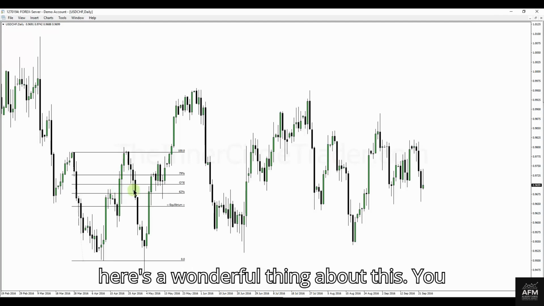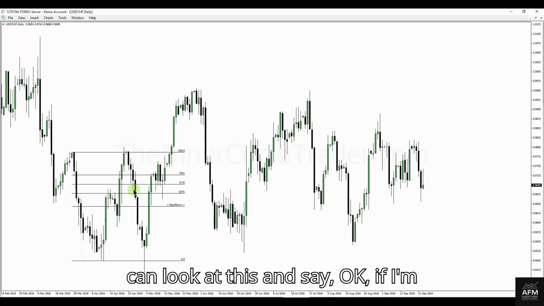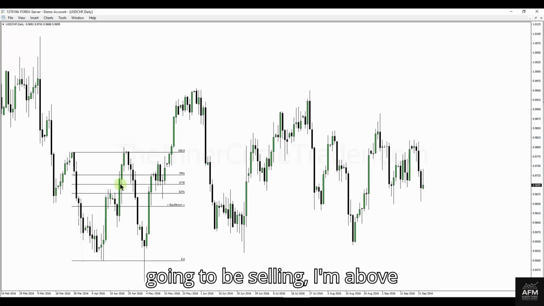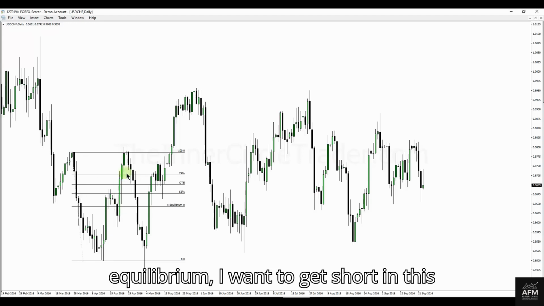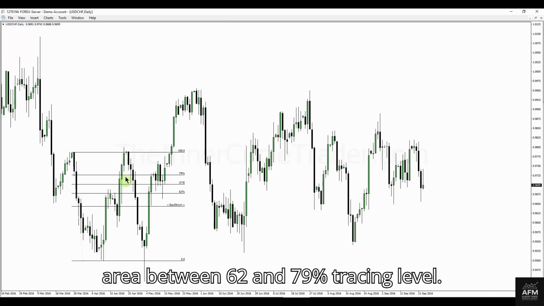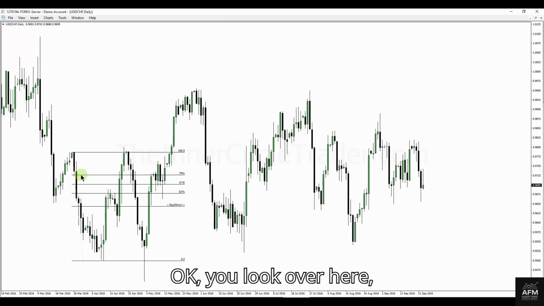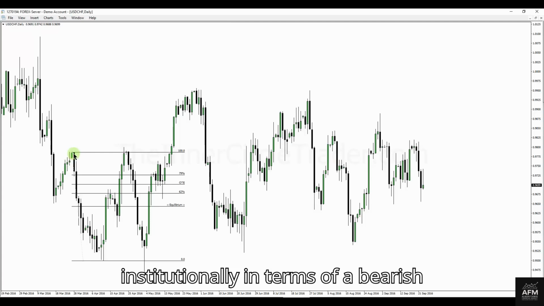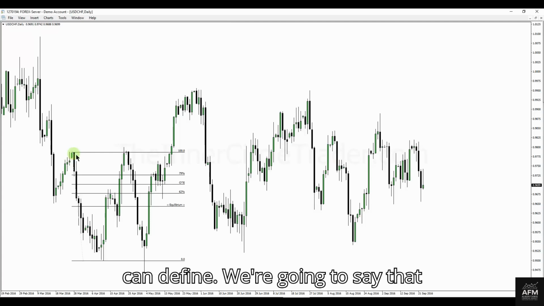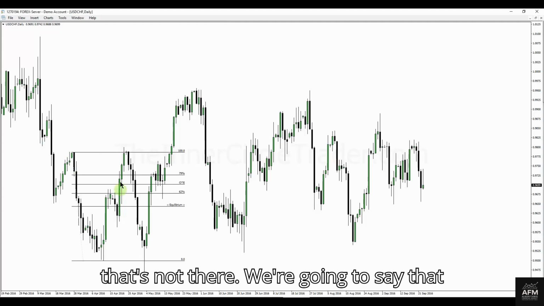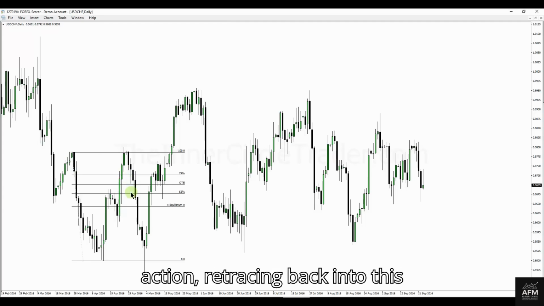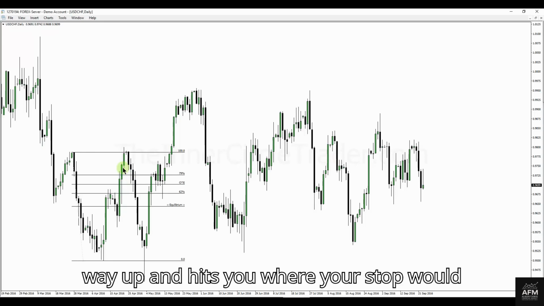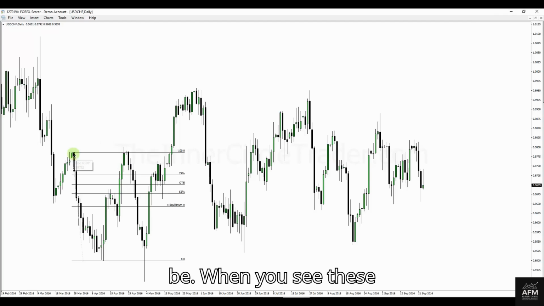So here's a wonderful thing about this. You can look at this and say, okay, if I'm measuring this high to this low, and I want to be selling, I'm above equilibrium, I want to get short in this area between 62 and 79% retracement level, okay? You look over here, maybe there's something over here institutionally in terms of a bearish order block or something like that you can define. We're going to say that that's not there. We're going to say that you went short just purely on price action, retracing back into the Fibonacci level here. It comes all the way up and hits you where your stop would be.